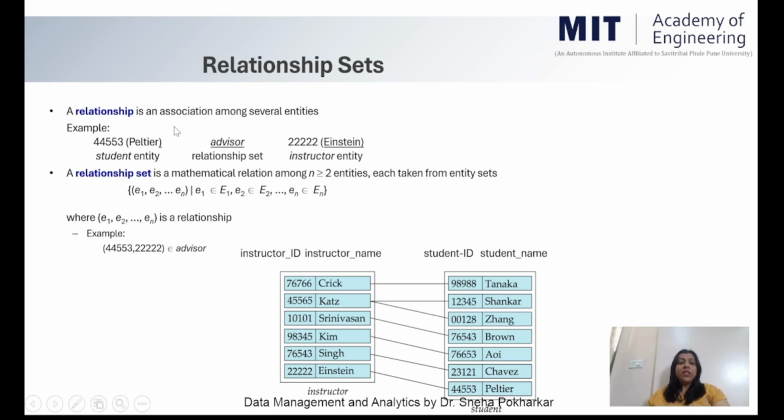So a relationship is an association among several entities. Like here the example is given, 44553.